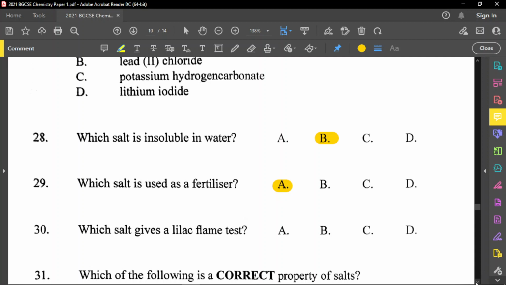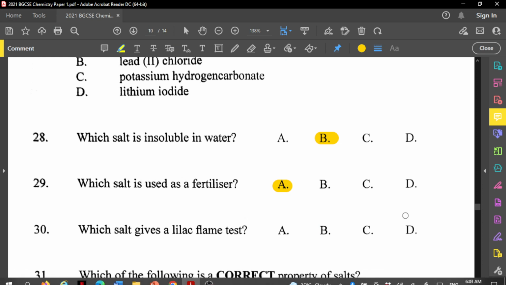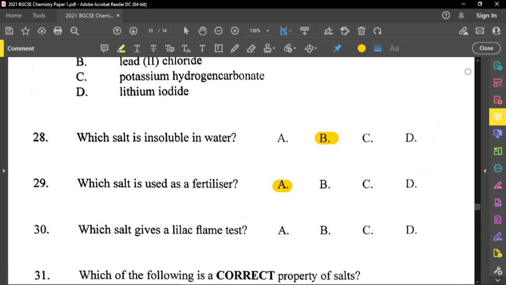30 is which salt gives a lilac flame test. So lilac is like a pale purple, pale violet type of color. The salt that gives off that purplish color in the flame test is potassium hydrogen carbonate. So that one is the answer, which is C.